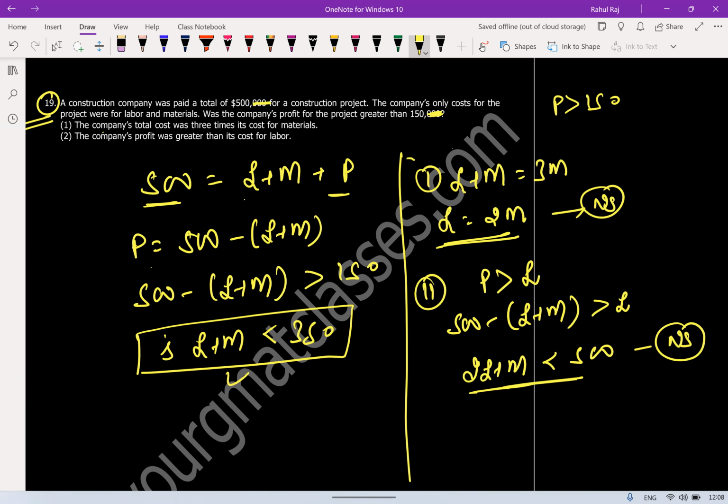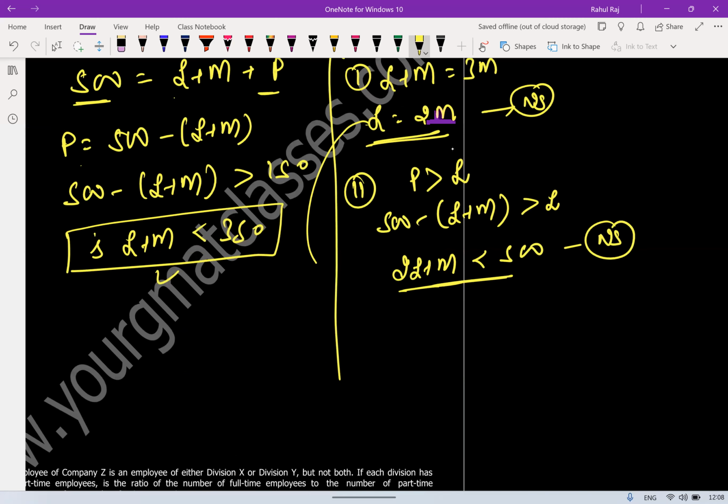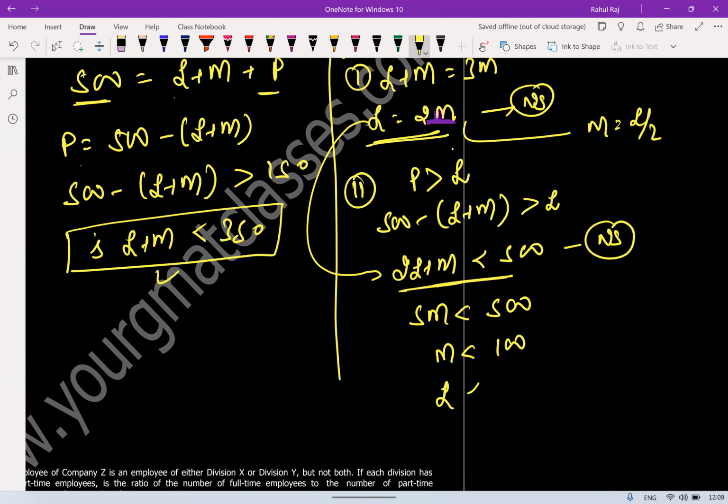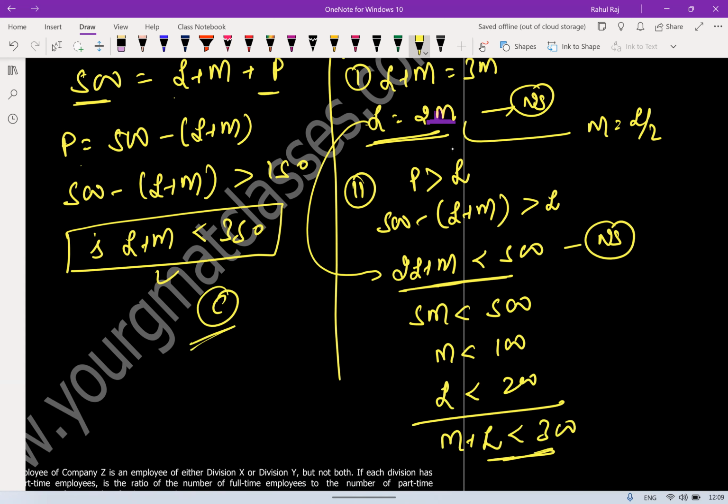Now if I combine these two, can I put the value of L equal to 2m over here? I'll get 5m, which is less than 500. That is m is less than 100. And I also know m is equal to L by 2 from statement number 1. So it means L is less than 200. If m is less than 100 and L is less than 200, m plus L is less than what? 300. If m plus L is less than 300, it is definitely less than 350. So C is the answer.